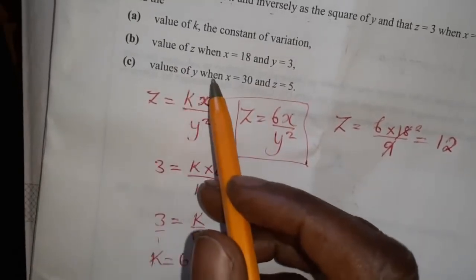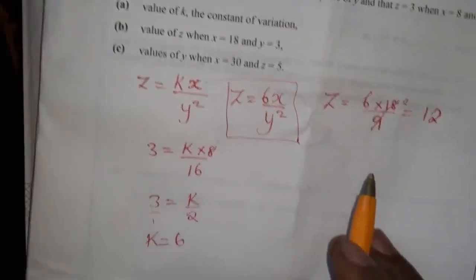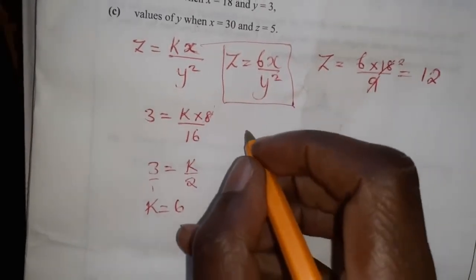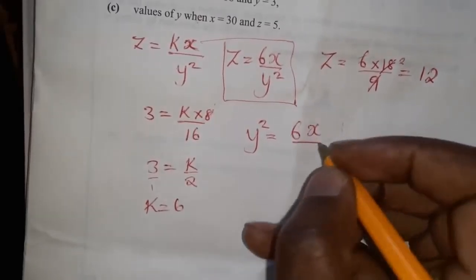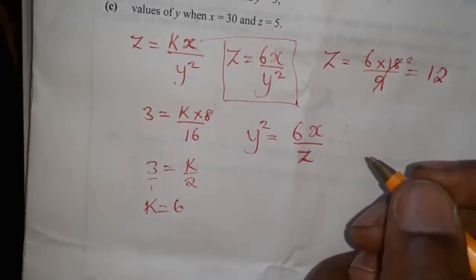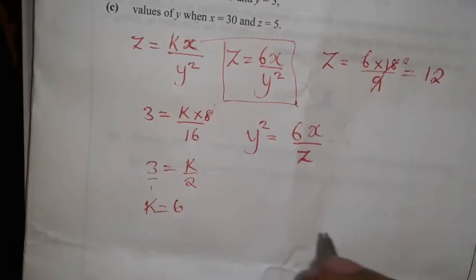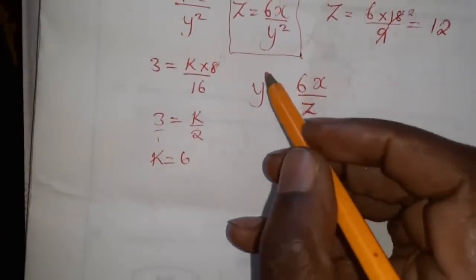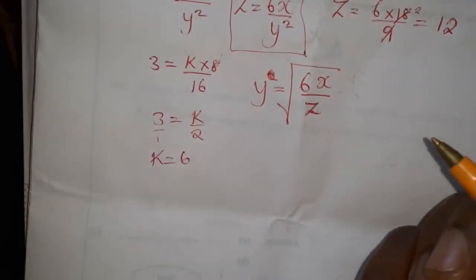Find the values of Y when X is equal to 30 and Z is equal to 5. We want this one here, isn't it? So when you want to make this the subject of the formula, it will be Y squared is equal to 6X over Z. Then if we want to find the value of Y, you remove this and then you square root this side. Very good.